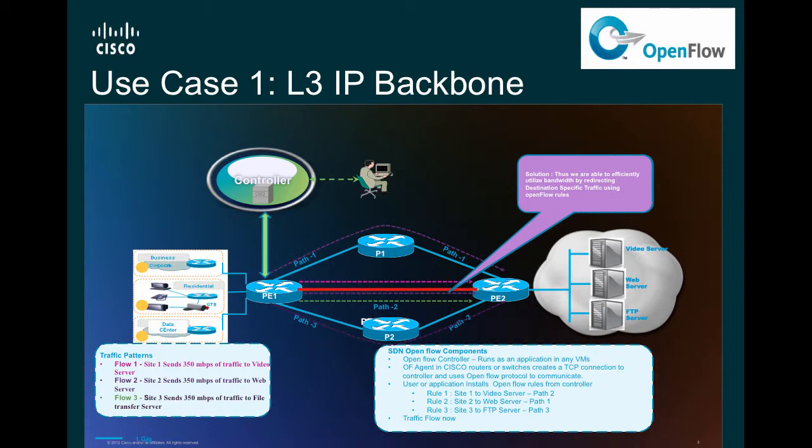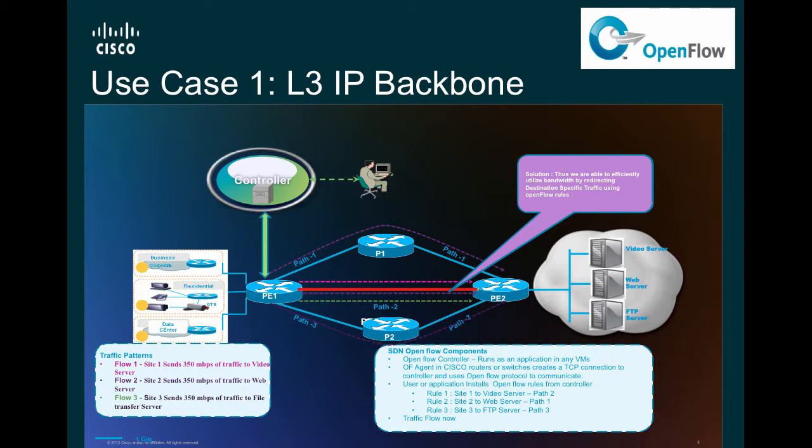Flow one, flow two, flow three, where the different sites are trying to send traffic to these servers. They are with 350 meg each. All of this traffic is going to take the shortest path across from PE1 to PE2. This is going to depend on the IGP. So depending on the shortest IGP path, the traffic is going to take that path to go from PE1 to PE2. Since in this case, the bandwidth is only limited to 1 gig, this path is going to quickly get congested.